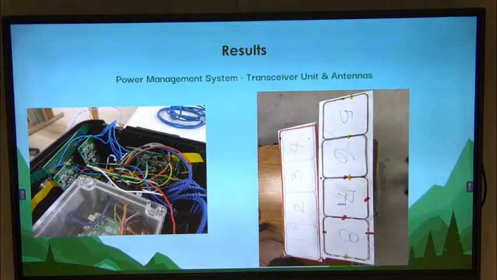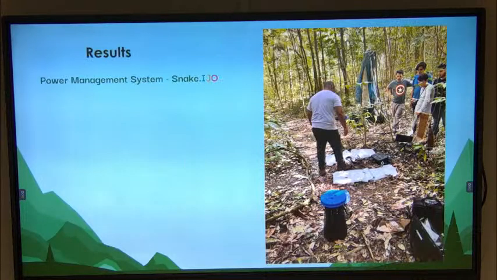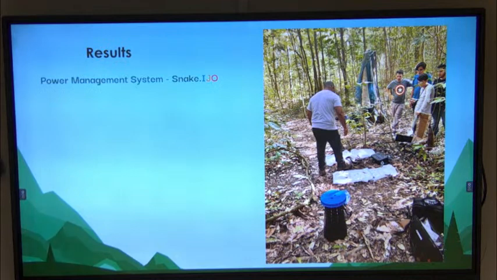The transceiver unit and antennas, which were explained previously. And finally, our control unit with the actual microprocessor and the USB. So in this image, you can see Dr. Alberto Puentes, who was holding the actual snake, which went through the constellation of antennas and was successfully detected.